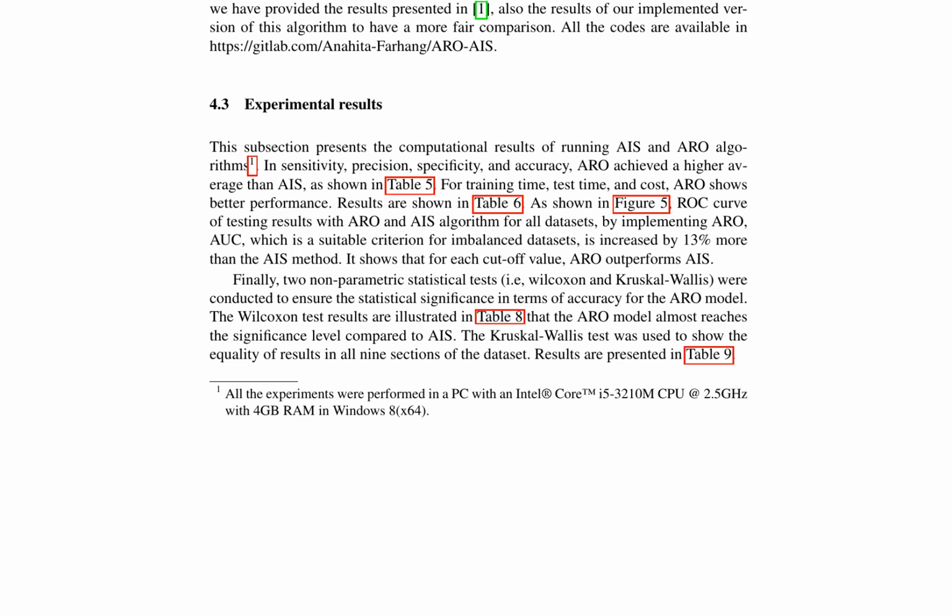Additionally, statistical tests were conducted to ensure the statistical significance of the results. The findings suggest that ARO is more effective for credit card fraud detection compared to ICE, particularly in terms of accuracy and AUC.